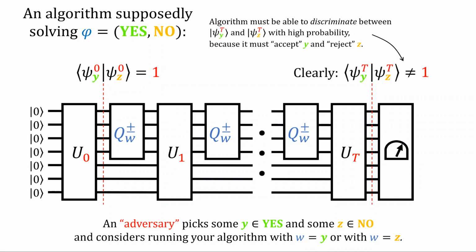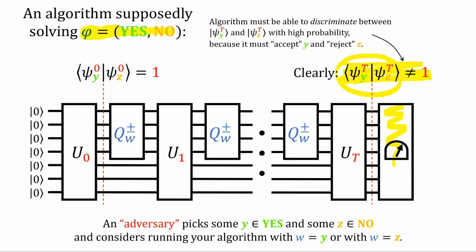One thing I want to say is that at the end, it better be the case that the inner product between psi y t and psi z t is not equal to 1. It must have changed, and the reason for that is clear. If the inner product were 1, it would mean that psi sub y and psi sub z were still the same at the end of the algorithm, and then the measurement would have no way of telling the difference between them. You would get the same measurement statistics whether w is y or w is z. But that is impossible if the algorithm is supposedly solving this decision problem, because it's supposed to give the answer yes with high probability when y is the input, and no with high probability when z is the input. We can't do that if it's always working with the same two states.